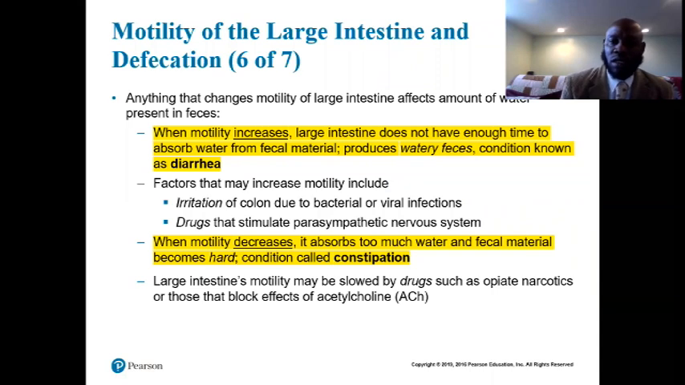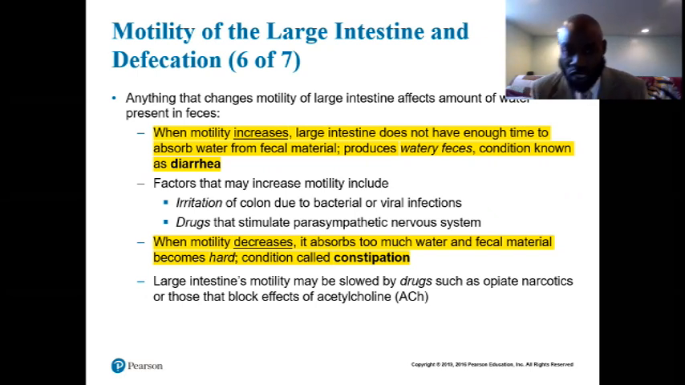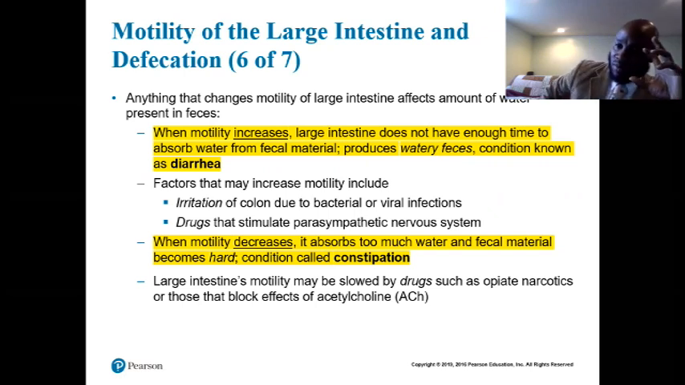All right, so anything that changes motility of the large intestine affects the amount of water present in feces, right? And I'm sure you've all probably had this experience when motility increases, when something moves faster through your large intestine than it's supposed to. The large intestine does not have time to absorb water from the fecal material. Remember, when we come from the stomach, we go from the bolus to the chyme. It's basically a fluid by the time it enters your small intestine.